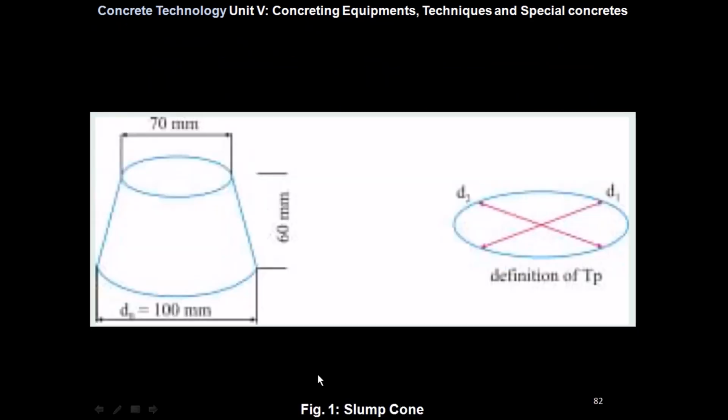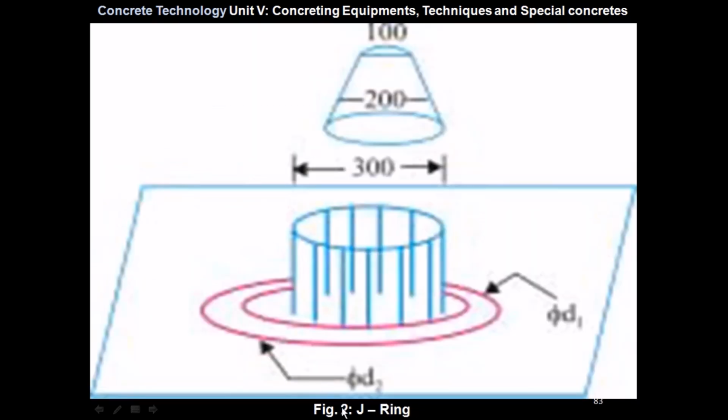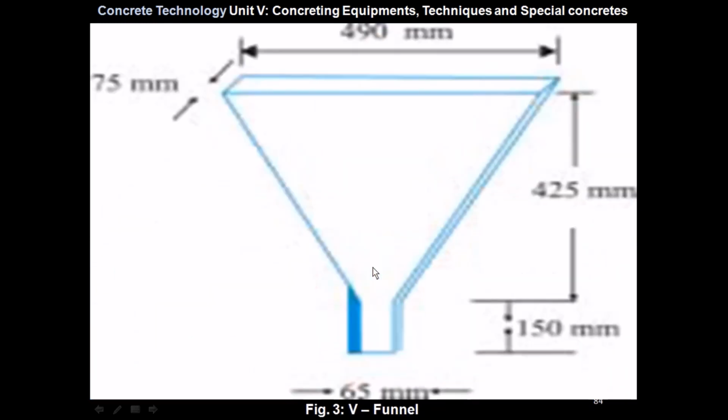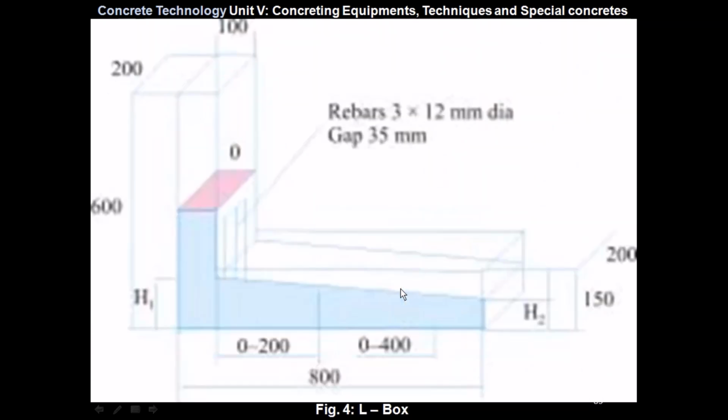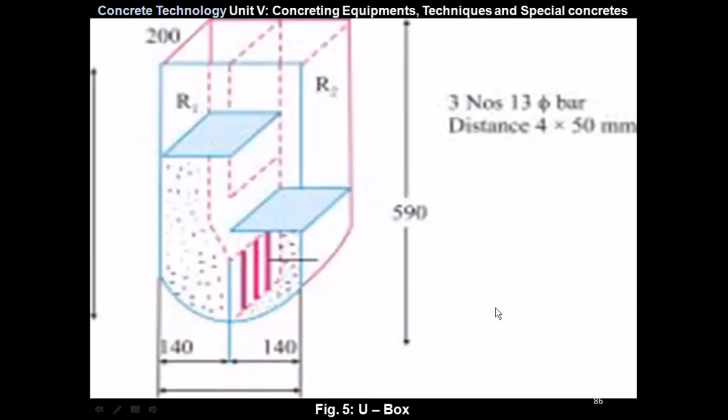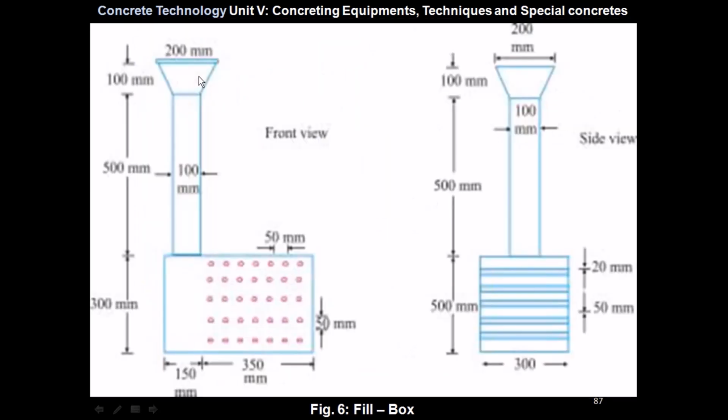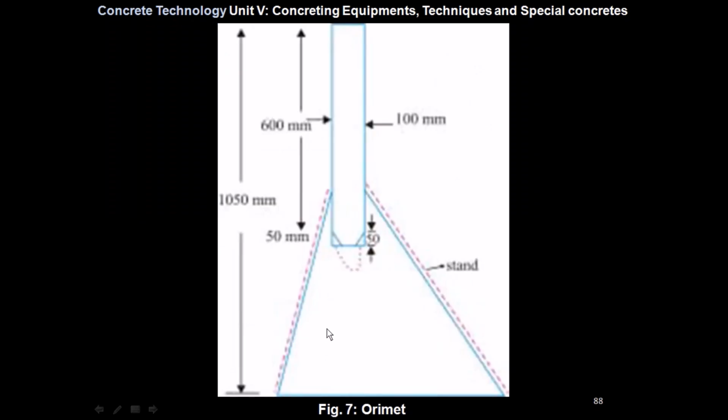Here figure 1 shows the slump cone. Figure number 2 is showing the J ring. So this is the J ring. Next figure is showing the V funnel. This is the V funnel. Next figure is the L box. This is the L box. Next is the U box. So this is the U box. Next is the fill box. So here we can see the fill box. Next we can see the figure Orimet. So Orimet we can see here.